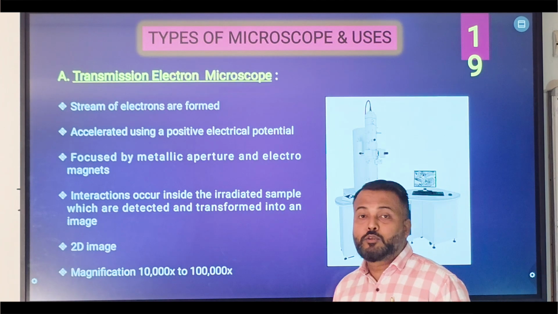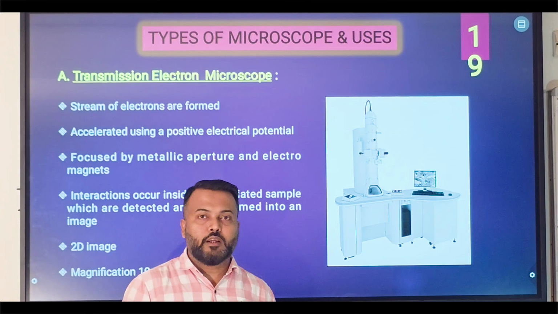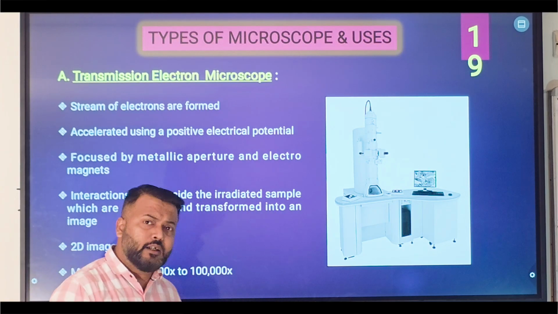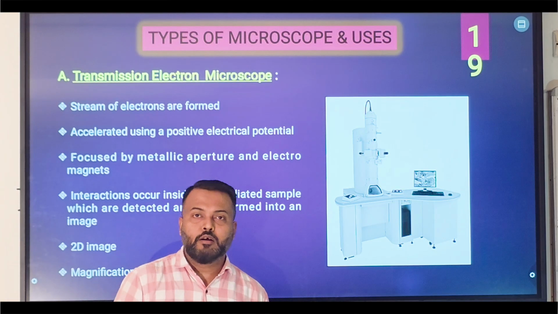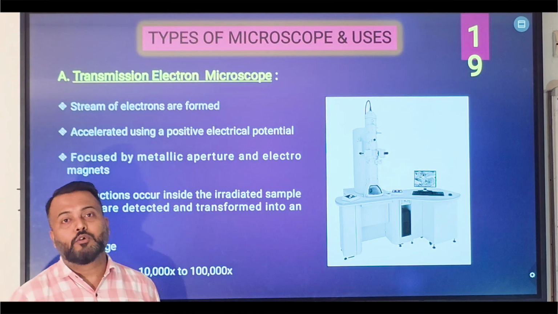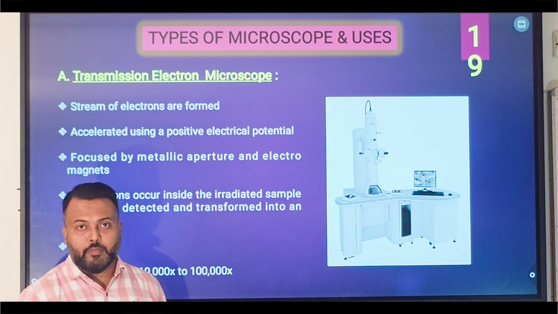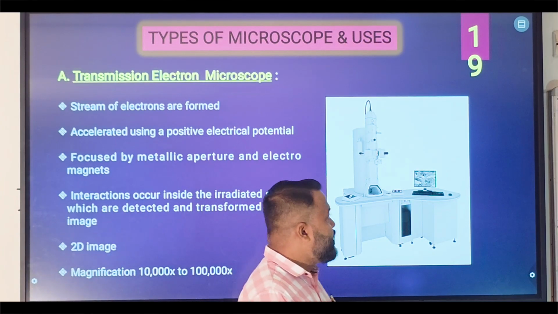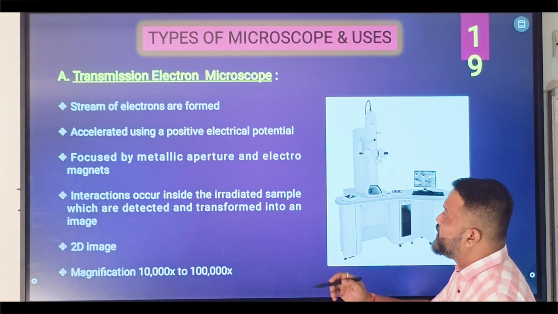Now, let us talk about the two different types of electron microscopes. One is the transmission electron microscope, which is also known as TEM, TEM in short, and the other is the scanning electron microscope, which is also known as SEM. Let us talk about the transmission electron microscope first.